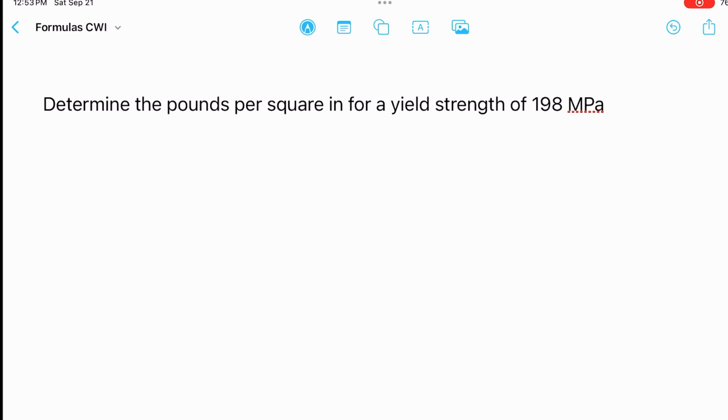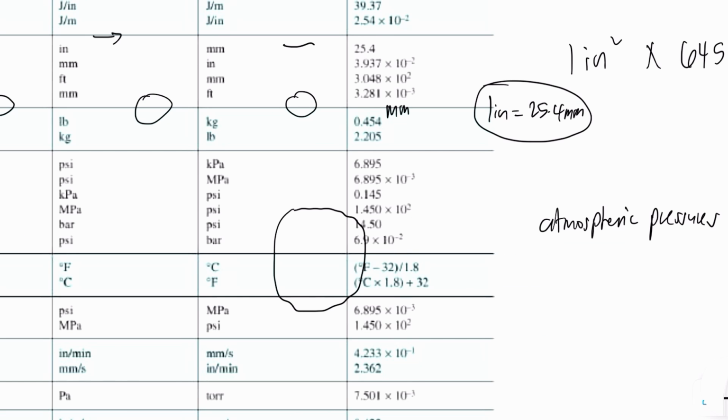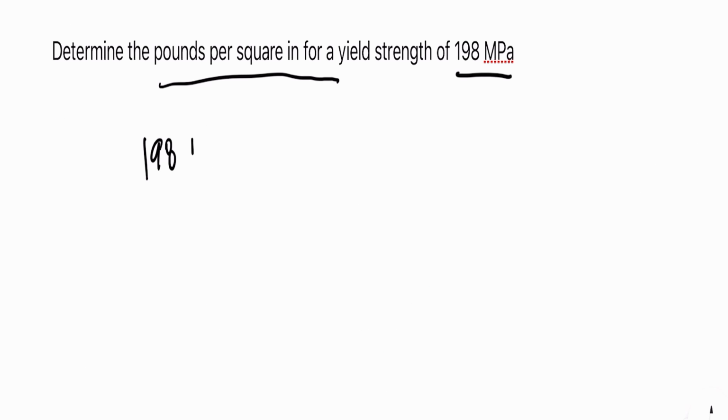How about the conversion of pressure from megapascal to pounds per square inch? Looking at the table here, you need to multiply the MPa value by 1.45 times 10 squared. That is equivalent to 1 MPa being equal to 145 psi. So that is the conversion. So 198 MPa, multiply that by 145, then you will get the result in psi, which is 28,710 psi by using the chart earlier.